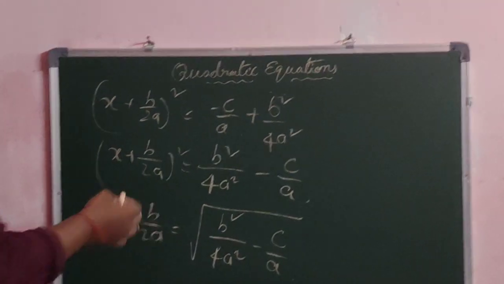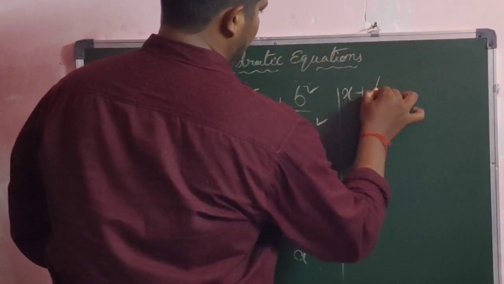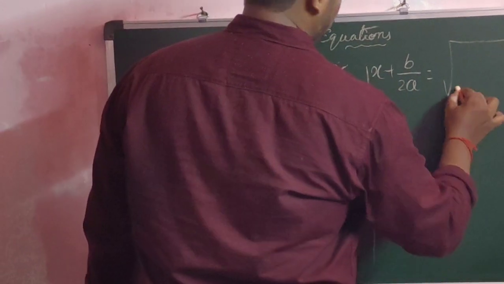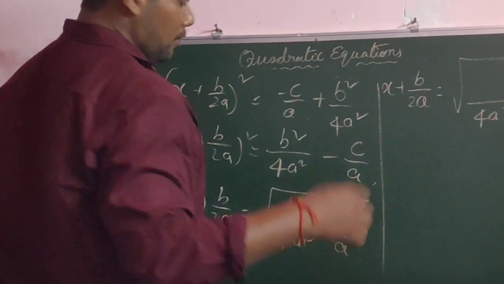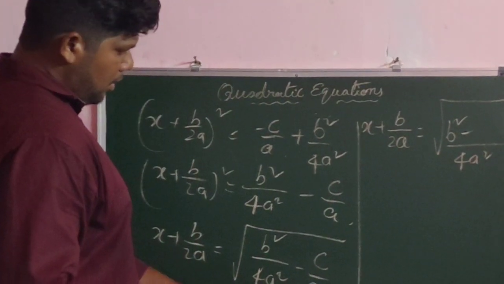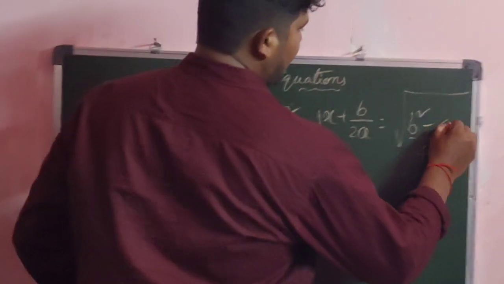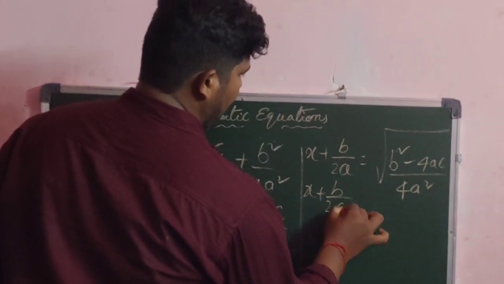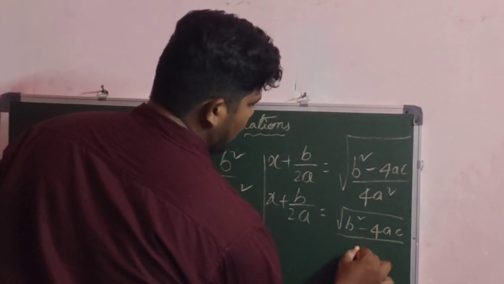Okay, what is the root? What is the root of this? x plus b by 2a is equal to the root of this. It is 4a square, right? So root of 4a square is 2a. It becomes a square. So how many times does b square come? b square minus, how many times is this? a is one time, so what remains? 4a remains. So 4ac, right? Now what do we do? x plus b by 2a is equal to root of b square minus 4ac by 2a.